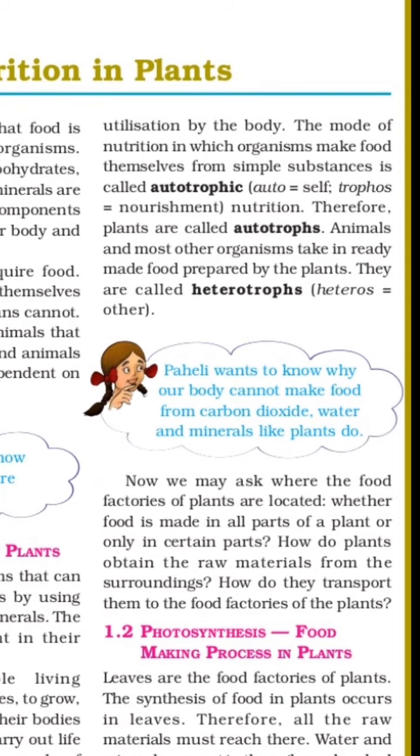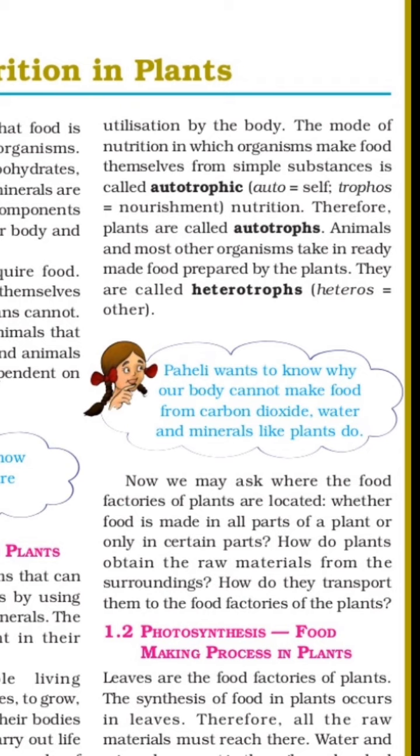Now we may ask where the food factories of the plants are located. Is the food made in all parts of the plant or only in certain parts? Now the question arises in our mind: can plants make their own food all over the body? Their body parts are roots, stems, branches, leaves and flowers. Are they preparing food in all of them, or in one certain part?